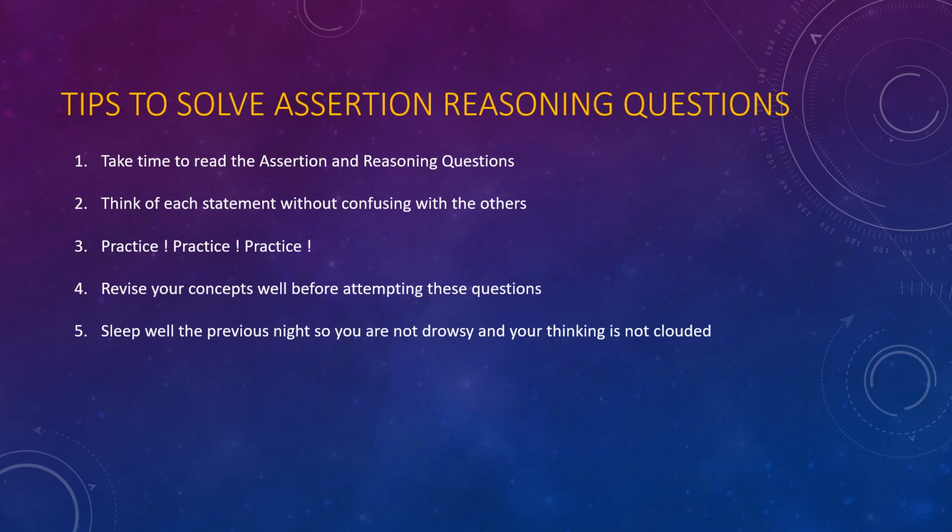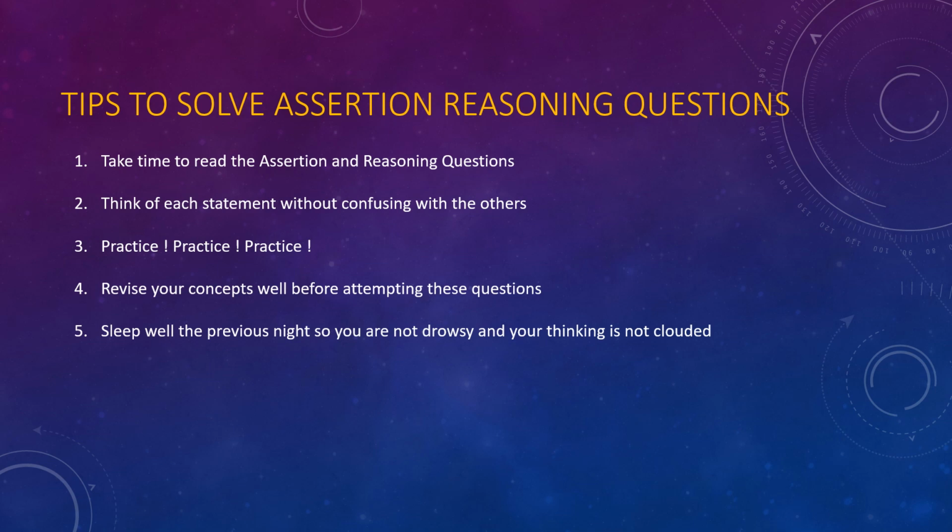First read the assertion, see if it is correct, if it is true. Then read the reasoning and see if that is true. And then try to see whether the statement given in the reason is actually the reason for the first line or not. So first assert whether both the statements are true in themselves or not.